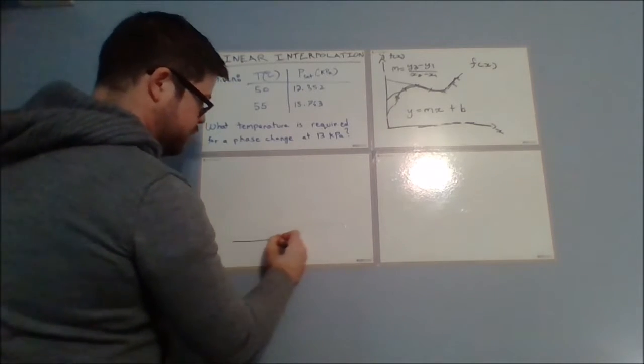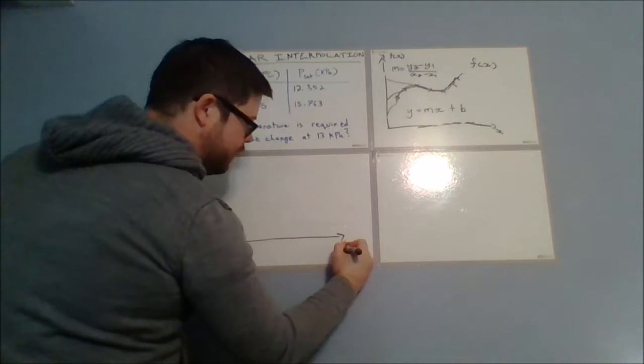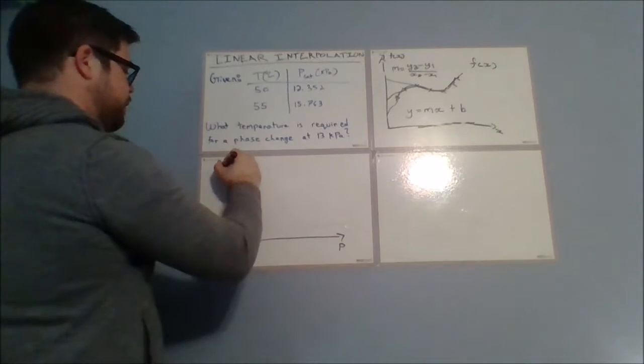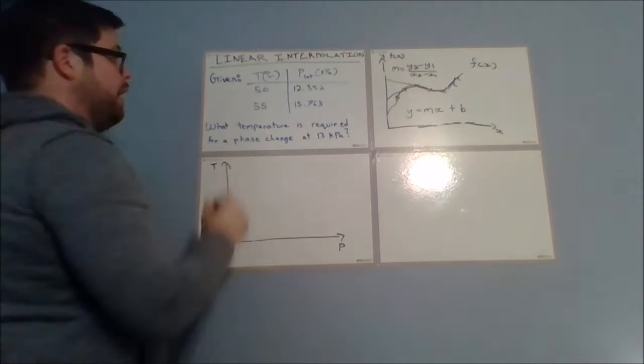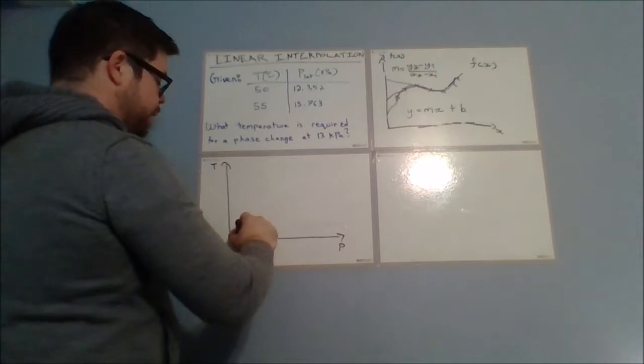That's going to be our pressure. Let's draw that right down here. What's our dependent variable? That's going to be our temperature. Off the top of my head, I can't recall what these graphs look like, but I don't need to.